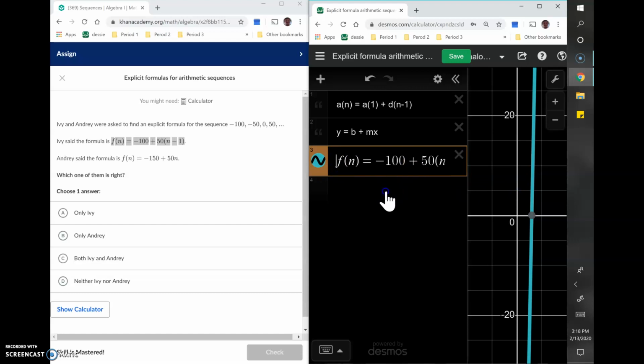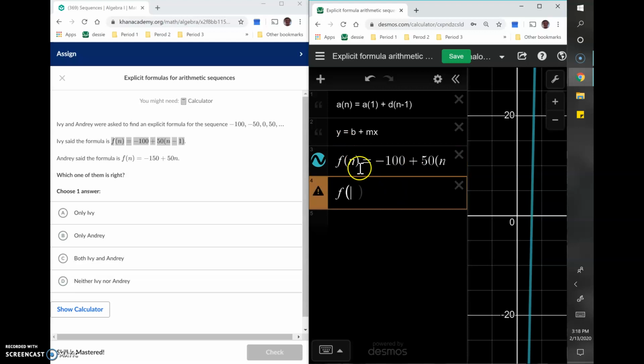This is really important. Then I'm going to reference that name, f of n, and if this formula is correct, when I type in 1, I should get back negative 100, which I do, because the first term is negative 100. If I type in 2, I should get negative 50, and that's exactly what we're getting. If I type in 3, hopefully you said to yourself, we should get 0, which so far so good. And if we type in 4, sorry, it's the fourth term, I almost confused myself, we should get 50, which is exactly what we're getting. So Ivy's formula checks out.